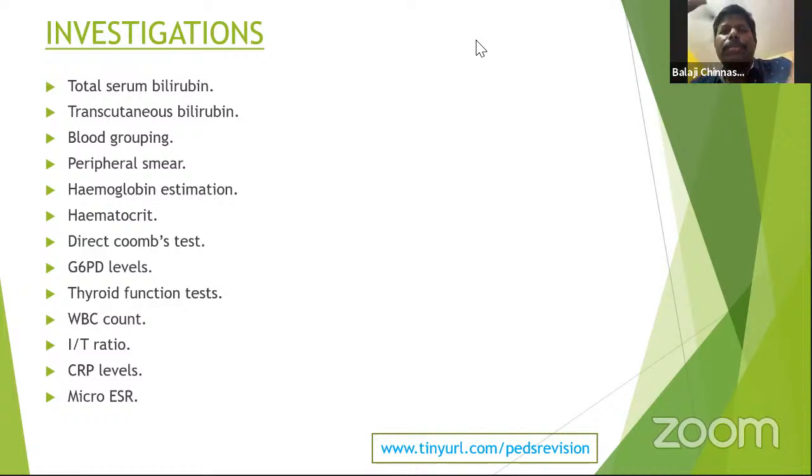So you can put the preliminary investigations for jaundice, preliminary investigations for sepsis, then second level investigations, go for your G6PD levels, then extra investigations you can add there. Okay, ma'am, anything else you want to add? Yes, that is all, sir.